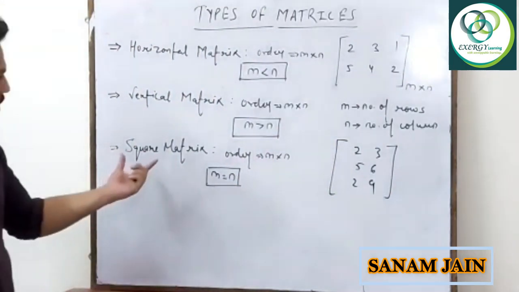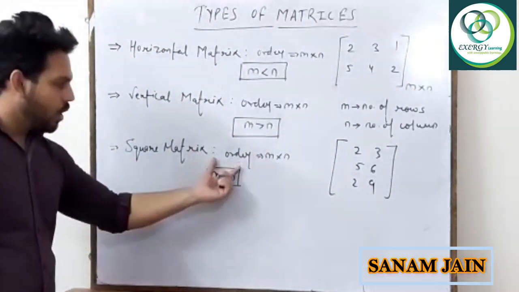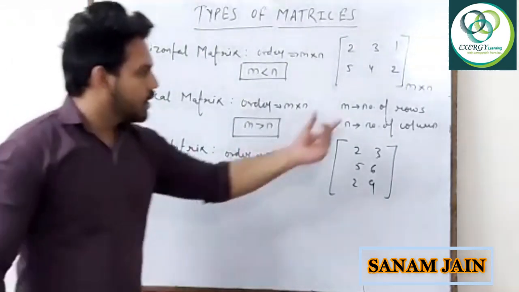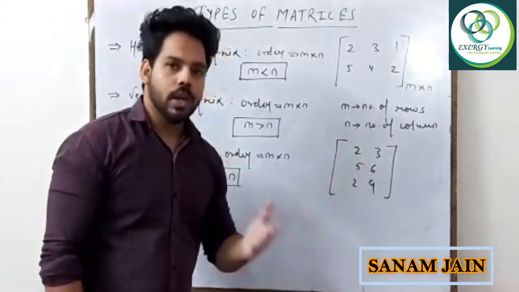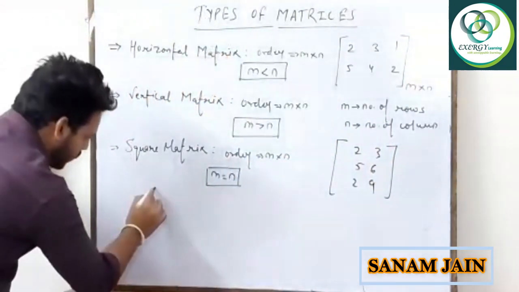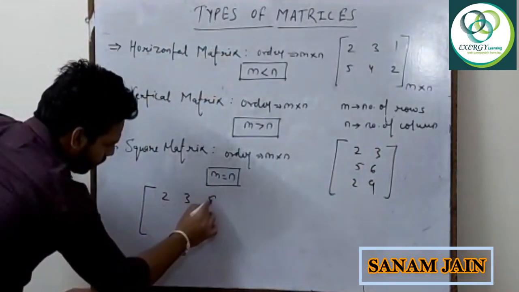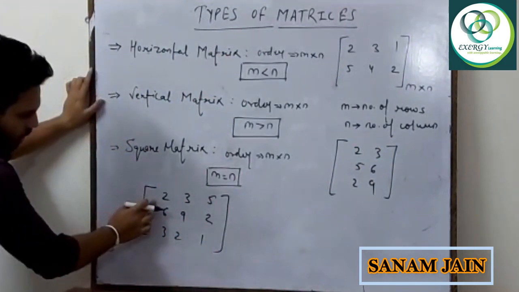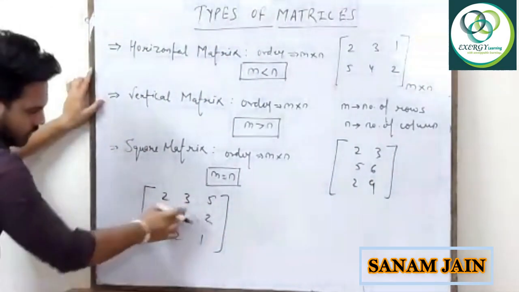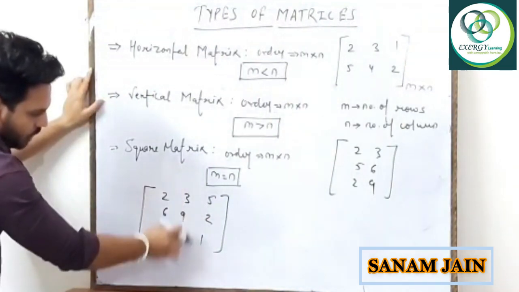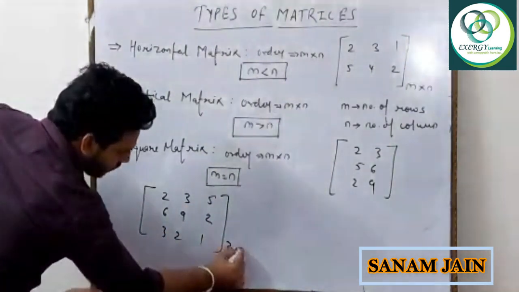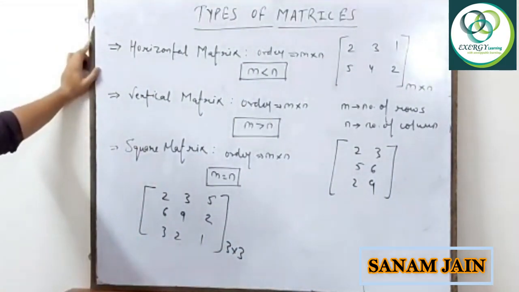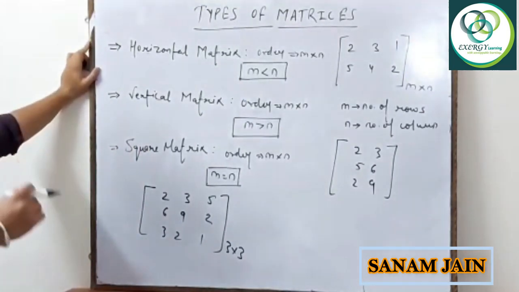Now the next one is the square matrix. The order of this matrix is m by n, but m is equal to n. That means the number of rows and the number of columns are both equal. For example, 2, 3, 5, 6, 9, 2, 3, 2, 1. You can see the rows are 1, 2, 3 and the columns are 1, 2, 3. That means this is a matrix of 3 by 3 order, so it is a square matrix. In a square matrix, the number of rows and number of columns are equal.